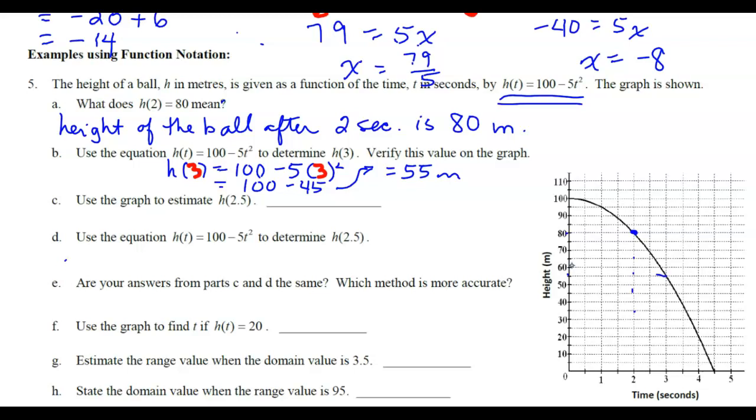Okay, then it says use the graph to estimate h of 2.5. So 2.5 would be here. I go up to the graph and across, it looks like it is between 65 and 70, maybe a little closer to 70. So I'd say maybe 68. Got to do a straight line, and again, that's why having a straight edge will help you out a little bit to find points on the graph.